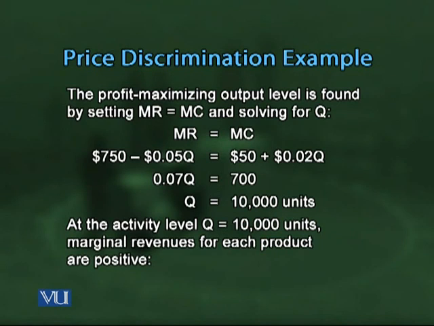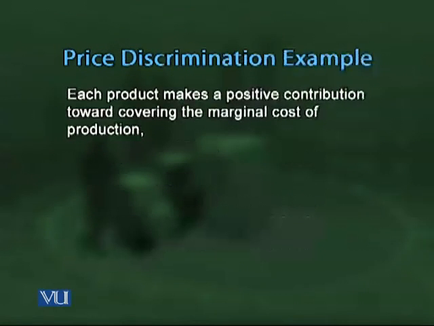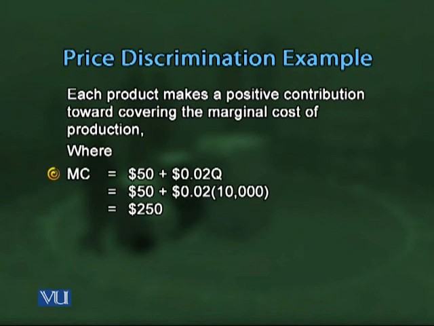How do we know that? We simply substitute this quantity Q equal to 10,000 into marginal revenue of product A and marginal revenue of product B. When we substitute Q equal to 10,000, we see that marginal revenue of A is equal to $200 and marginal revenue of product B is equal to $50 at 10,000 units. Each product makes a positive contribution. This means that each product is making a positive contribution towards covering the marginal cost of production, where MC is equal to 50 plus 0.02Q.